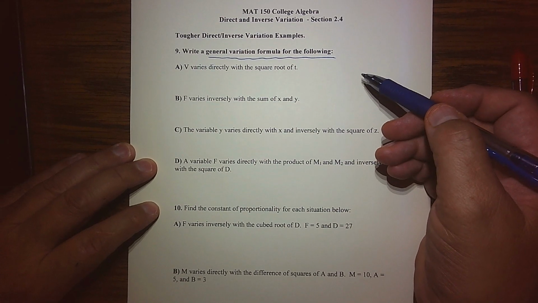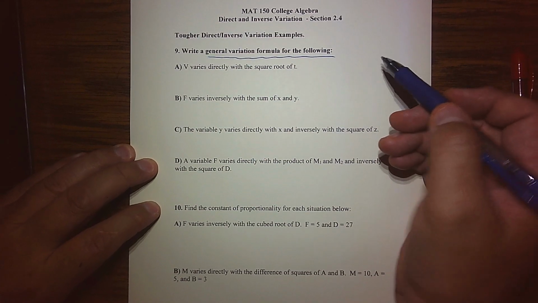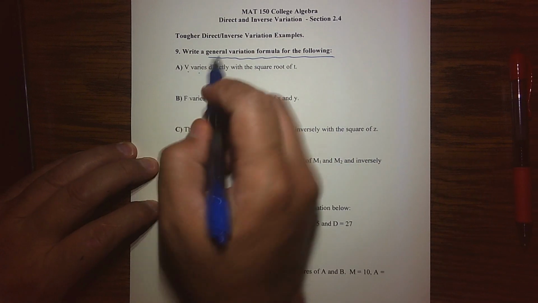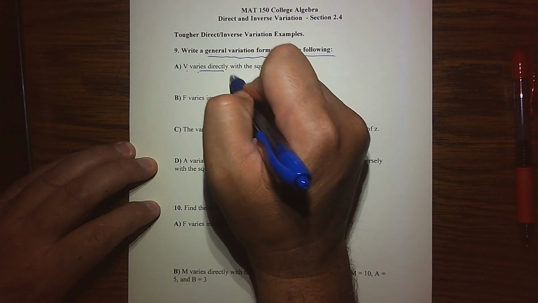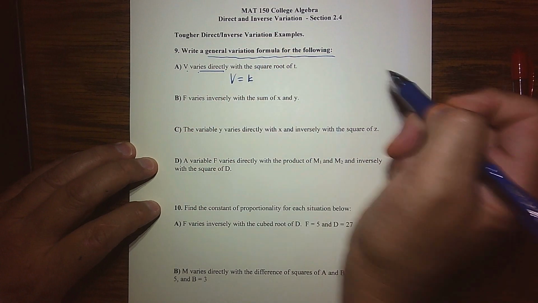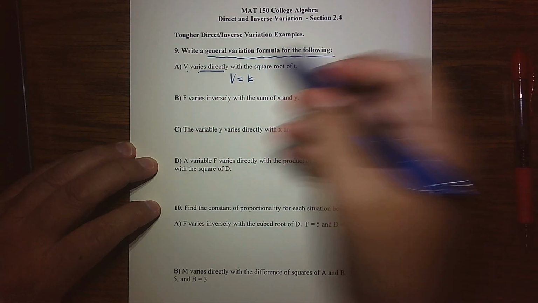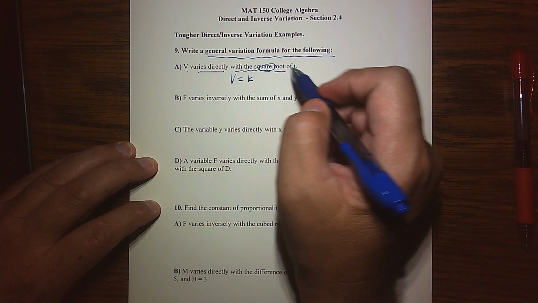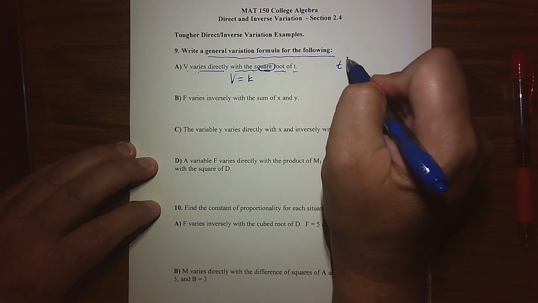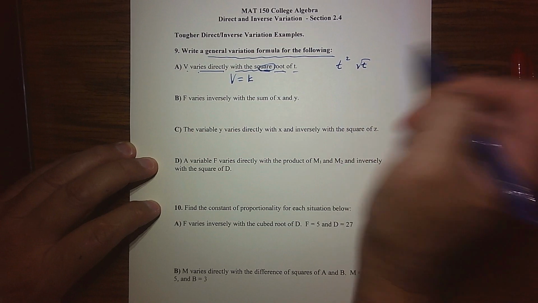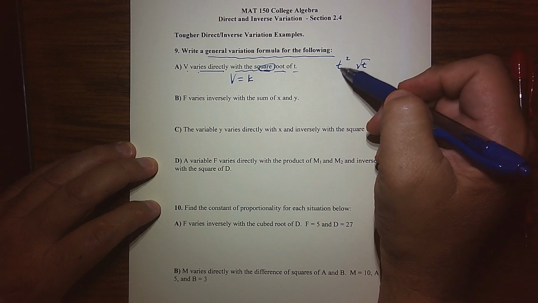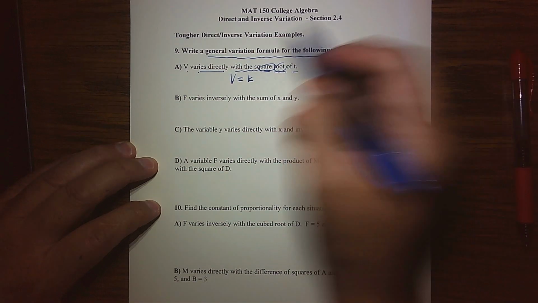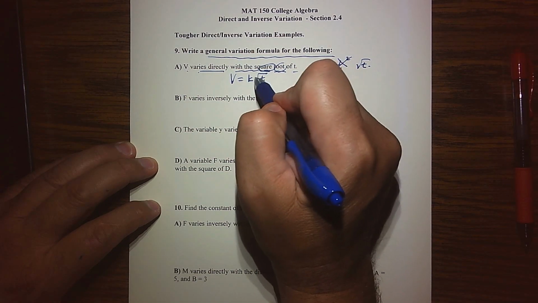And like I said, some of the language is new, some is different, and we're going to have to make sense of it. So in the first one, it says V varies directly. So that tells me that V equals some constant times what? The square root of t. Now be careful, because there's this and there's that. This is the square of t and this is the square root. So it's not that one we want, it's that one.